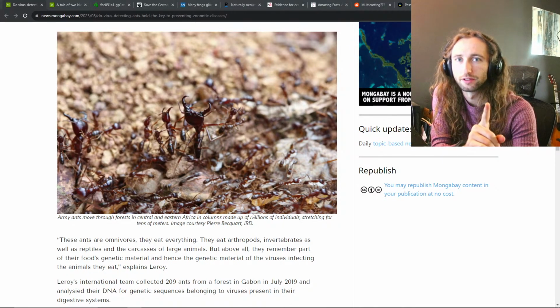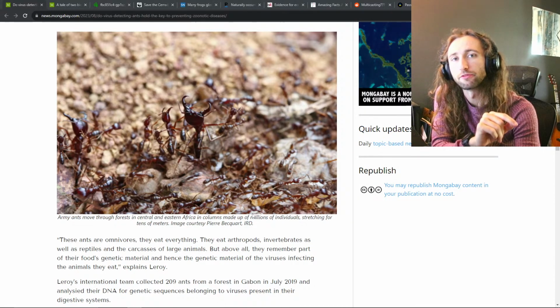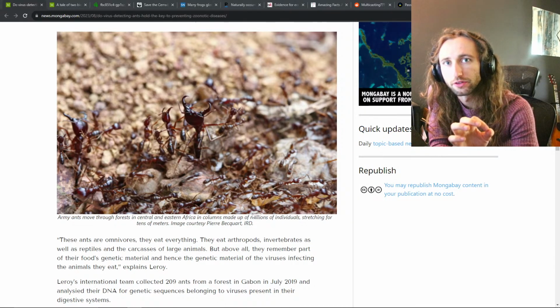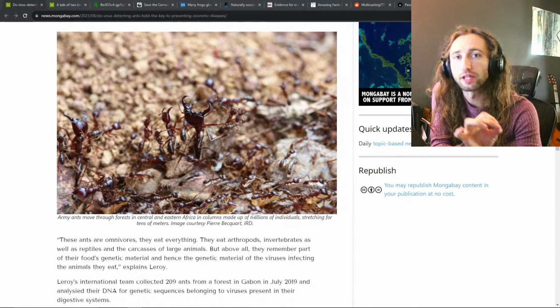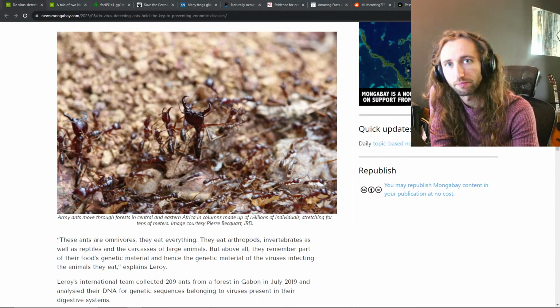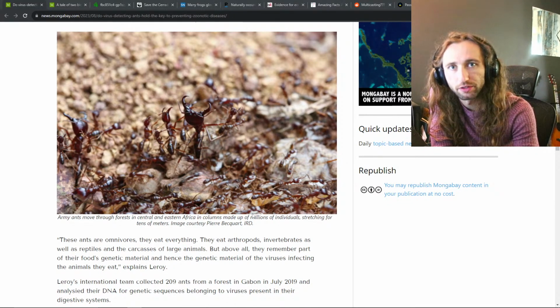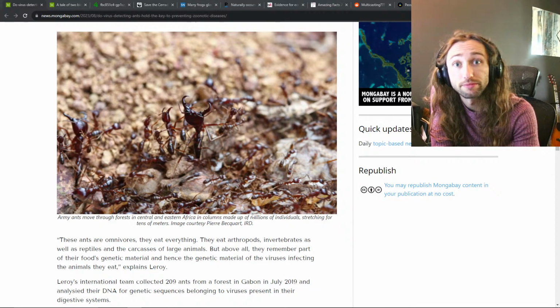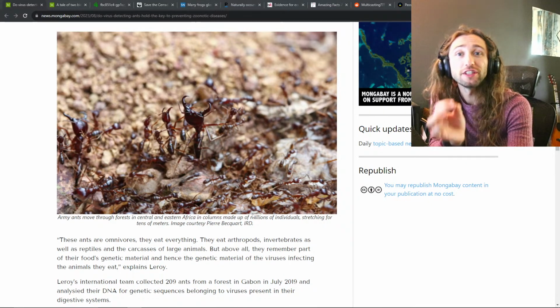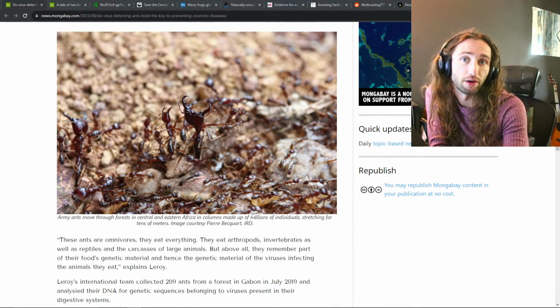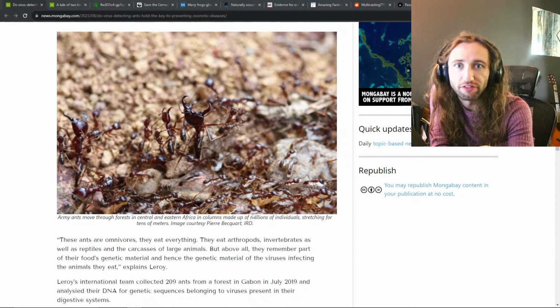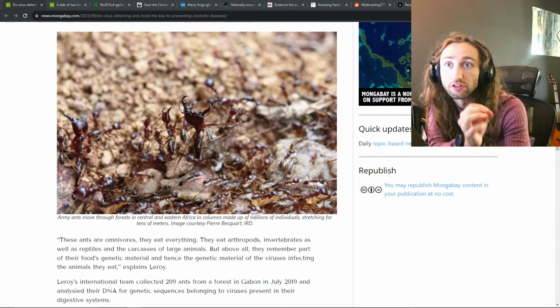But the authors decided to take it one step further, and they tried to classify all of these viruses. They found around half of them were previously undescribed to science. Half of the 50,000 viral sequences found were not previously known to scientists.